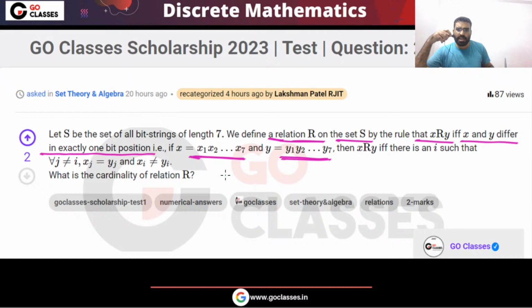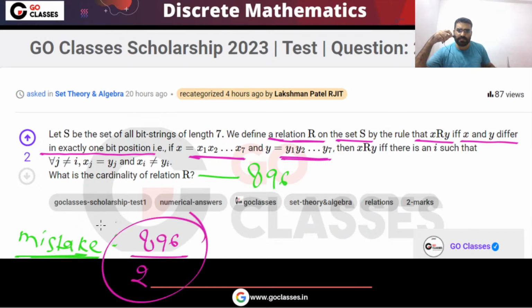So this question, did you understand now? How many of you got it correct? The answer will be 896. Which mistake did you make? See, this is the most common mistake students make: they just find the number of edges. Many of you might have gotten this answer, like half of this. Yes or no? But this is wrong. Okay?